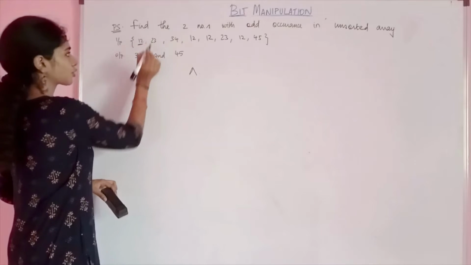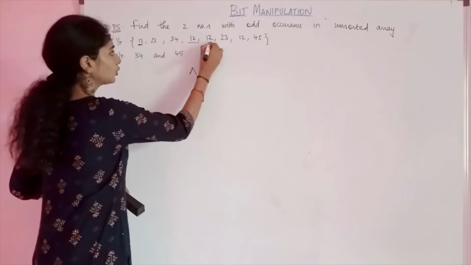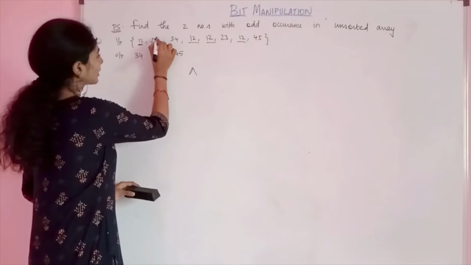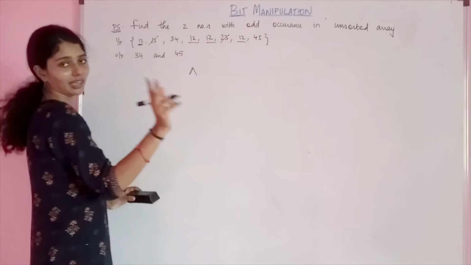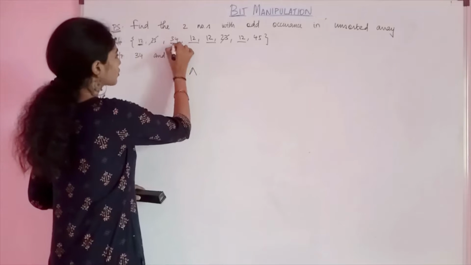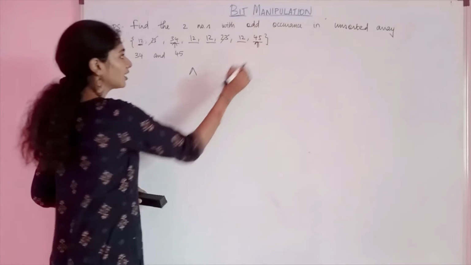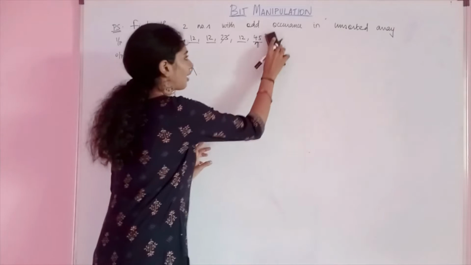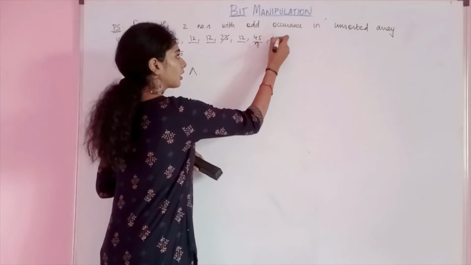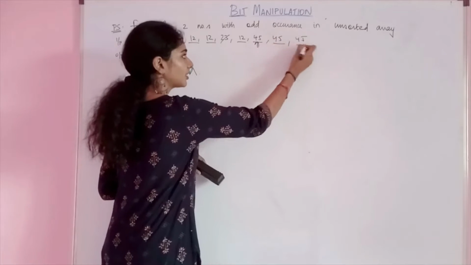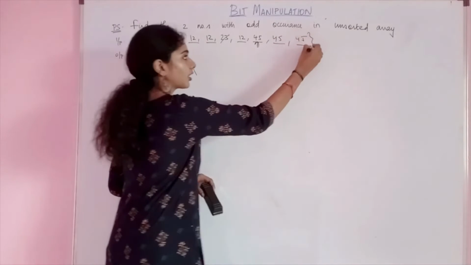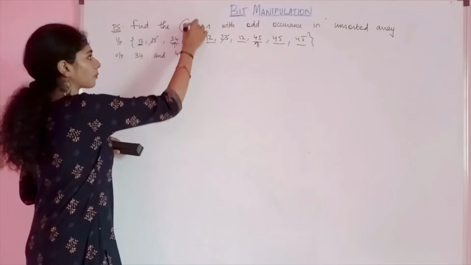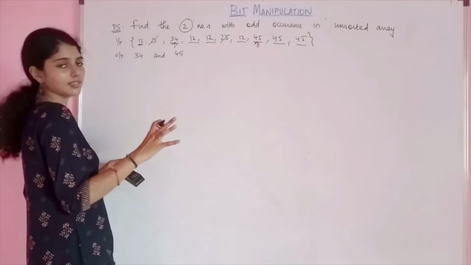For example, let's suppose 12. 12 is occurring 1, 2, 3 and 4 times, so it is even. Then 23 occurs 2 times, even occurrence. Then you're left over with 34 and 45, which occurs only one time, that is an odd occurrence. Suppose you have 45 occurring 3 times, which is again an odd occurrence instance. So right now you are supposed to find the two numbers which have odd occurrences.